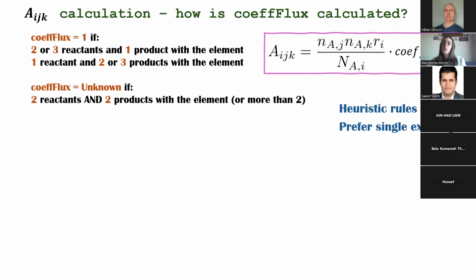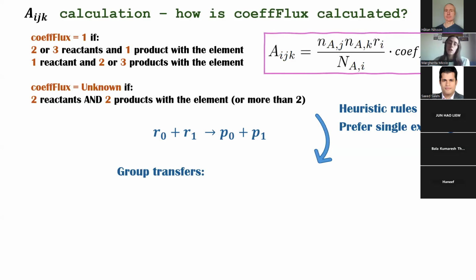And to do this, we need to introduce a new concept, which is the group transfers definition. To define them, first we need to consider a reaction in this way. So we have 2 reactants and 2 products.